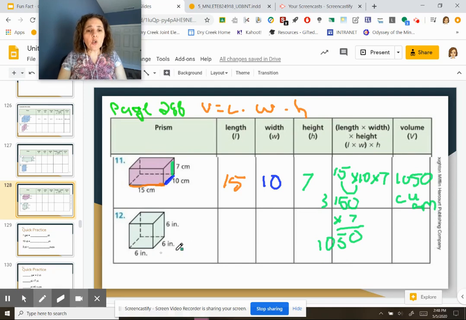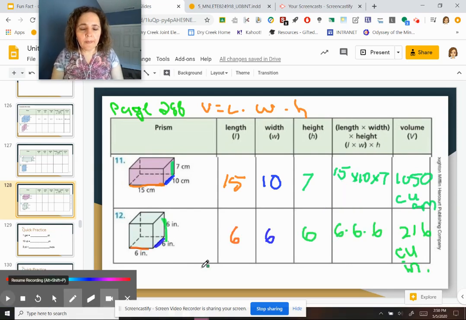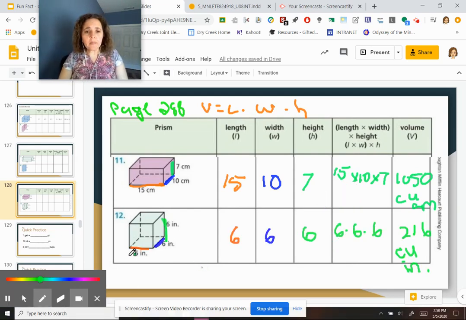Okay, so you try the last one on your own. Remember to color code your lines and then come back to me and see what you got. Okay, so I color coded it. My length is 6. My width is 6. And my height is 6. So my equation is 6 times 6 times 6.